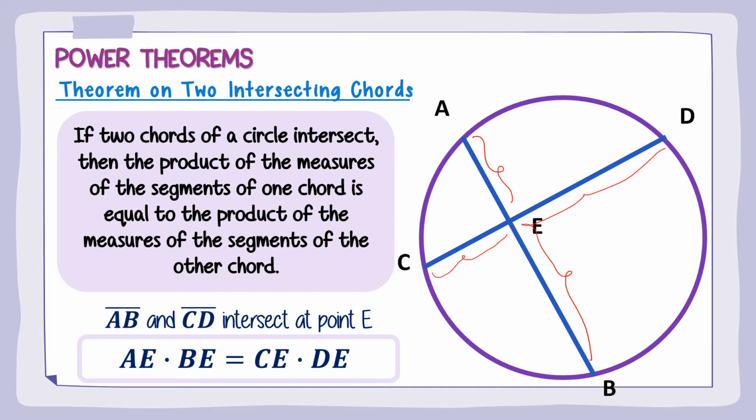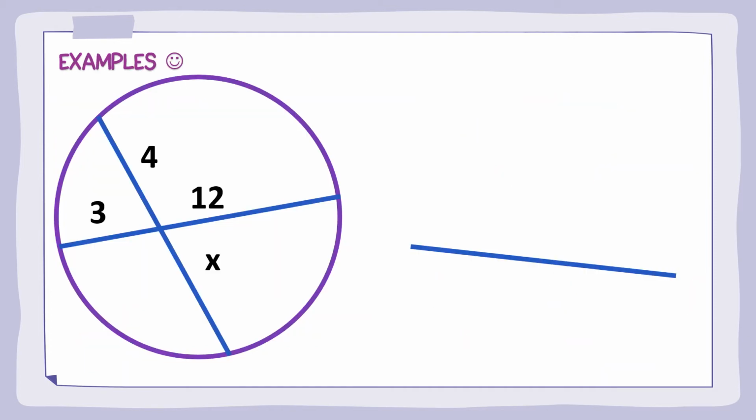Let us have the first example. Let us find the missing measure. We have the line segment 4 at saka yung may x and then 3 and 12.